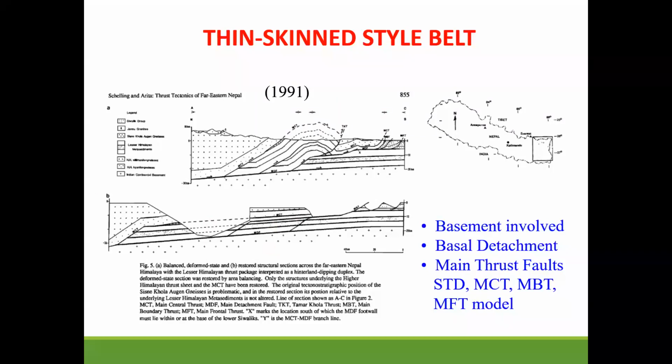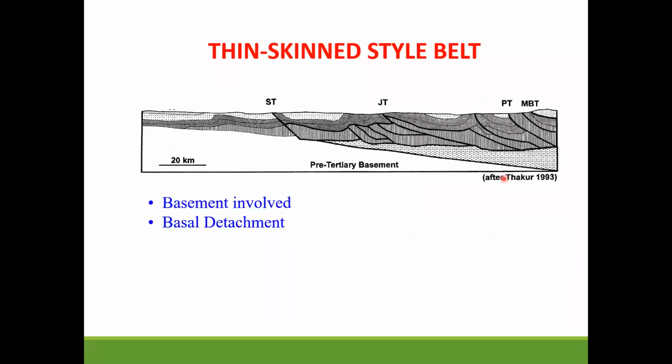So this is again a section from eastern Nepal, and then these ideas also started appearing in the Indian Himalayan literature. There's a paper by Thakur in 1993 where you can actually see these ideas coming into cross sections of the Himalaya. Okay, so the idea was that we have a basal detachment in the Himalaya, and some people believe that we don't. So this was the controversy.